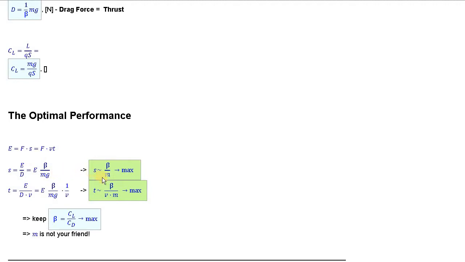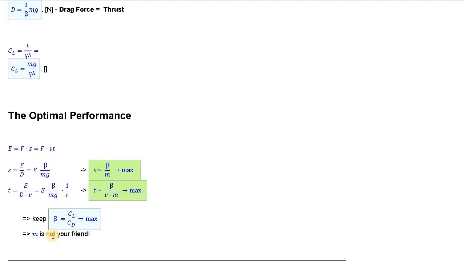And from here it follows that the flying distance is proportional to beta divided by the mass. So if you would like to have maximum flight distance, you have to maximize this thing, beta divided by mass. The same as for time. You can extract time from here. So you divide energy by the drag force multiplied by speed, and then you plug in the drag force, and eventually you get the time proportional to beta divided by the mass multiplied by the speed. If you would like to have the time of flight maximum, you have to maximize this thing.